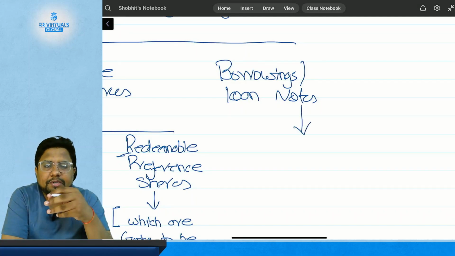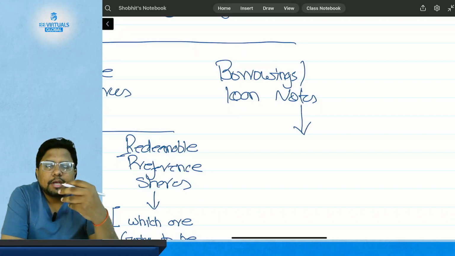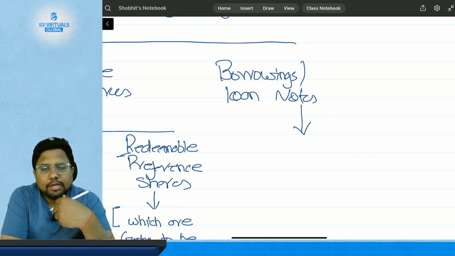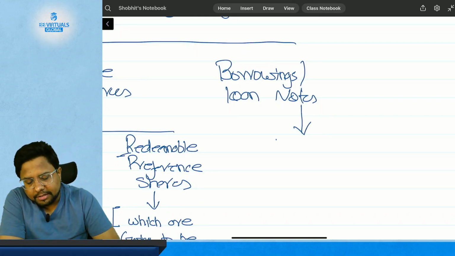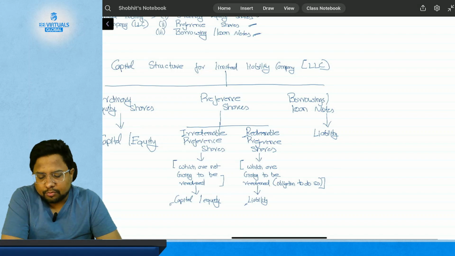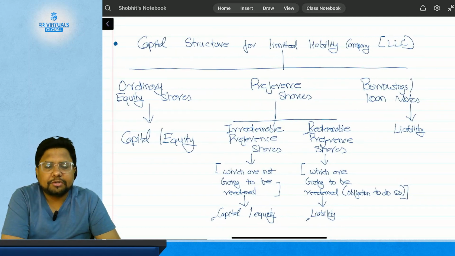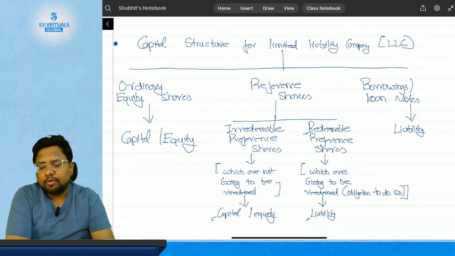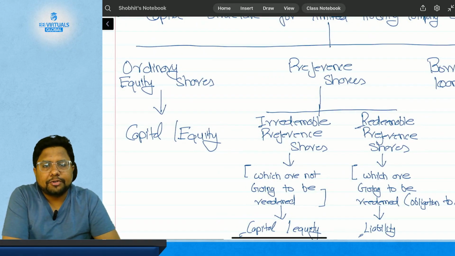As the name suggests, borrowings or loan notes are loans taken by the company, and hence they are going to be treated as liability for the purpose of accounting. So what are we studying? We are studying the capital structure for a limited liability company, where first we have ordinary equity shares, which are going to be treated as capital or equity.